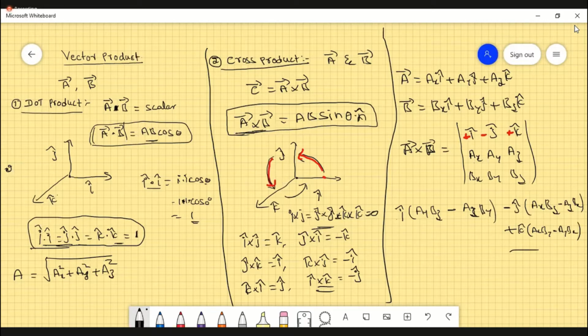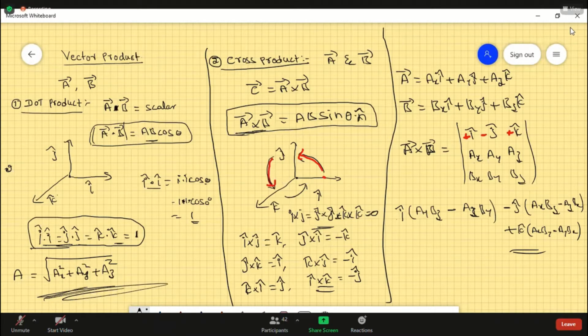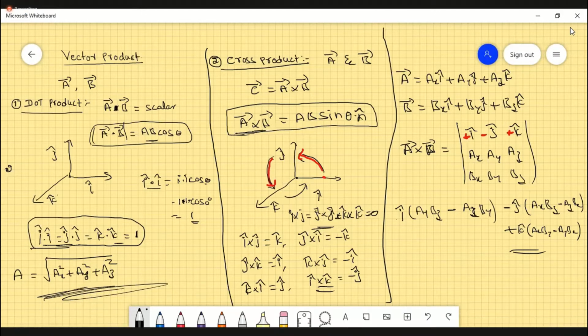Like this we are doing. So this vector you will get, then you can find the magnitude. That is the same like ax square, ay square, az square and all. So this is the cross product. Understood? Finished? So I go for next one.